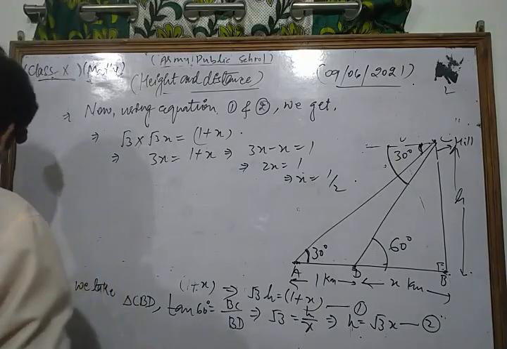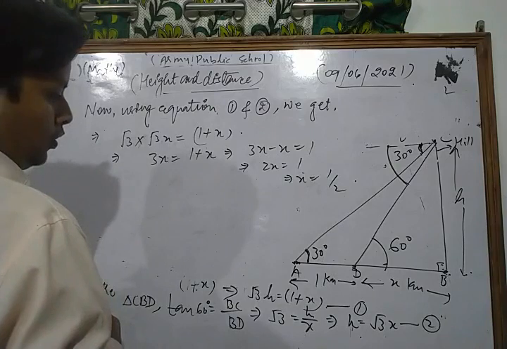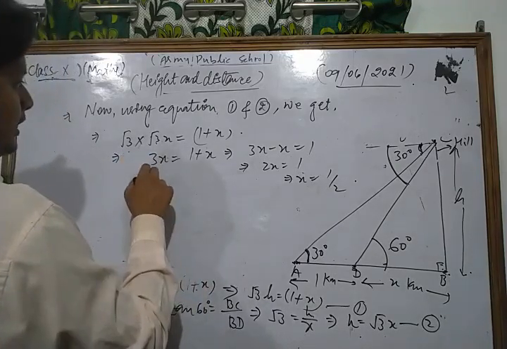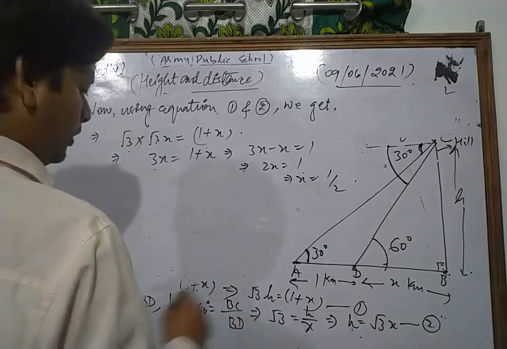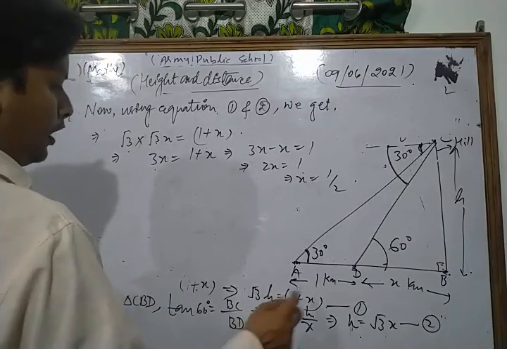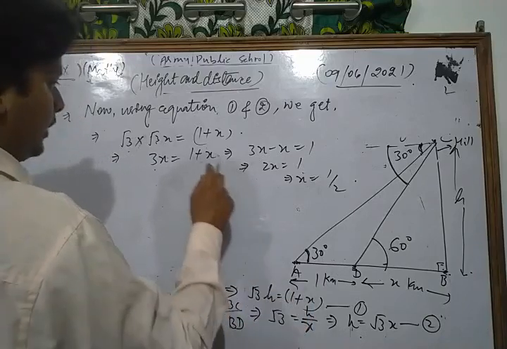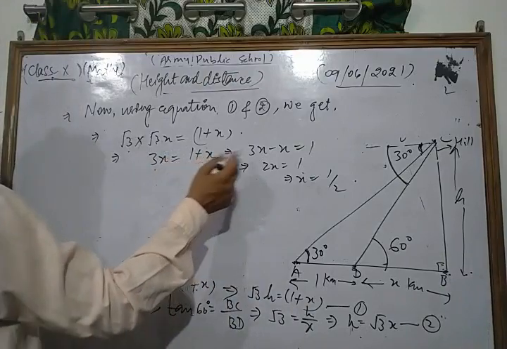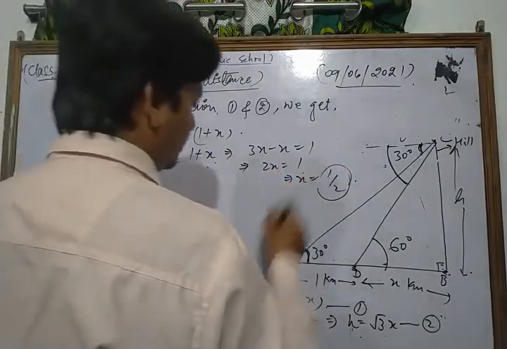Now after that we simplify them in this way. This is root 3 into root 3 is 3x is equal to 1 plus x, so 2x is equal to 1, that is x is equal to 1 by 2.